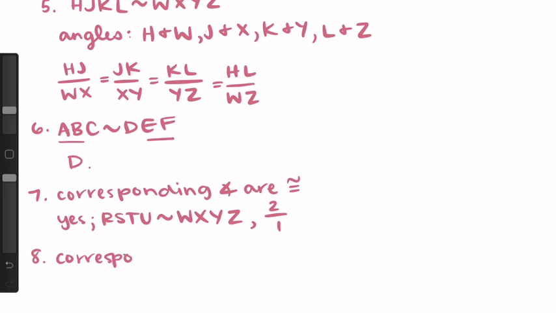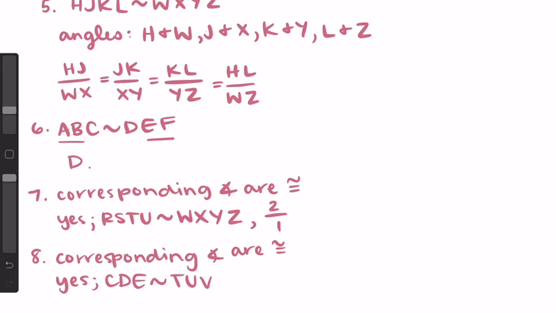Number 8 also has corresponding angles being congruent, and it is a triangle. So this one is similar, and CDE is similar to TUV, and then to find the scale factor, you would do 5/4, if it's written that way. Or you could do 10/8, 12/9.6. They all should give you the same scale factor.